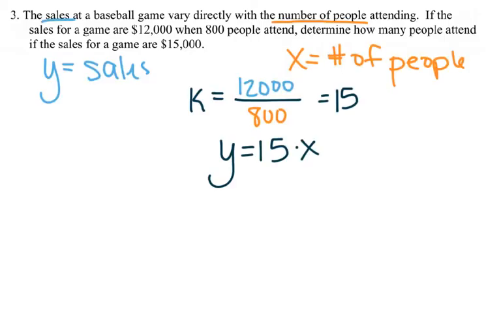Okay, so this is what you should have. Y stands for sales, X stands for number of people. K equals 12,000 divided by 800, which is 15, which makes our direct variation equation Y equals 15 times X.